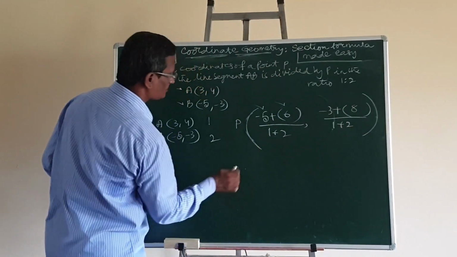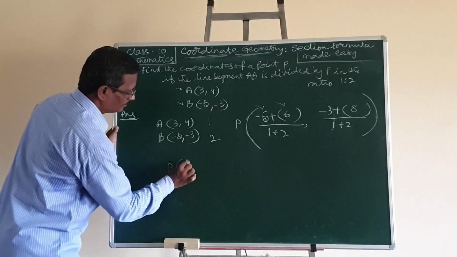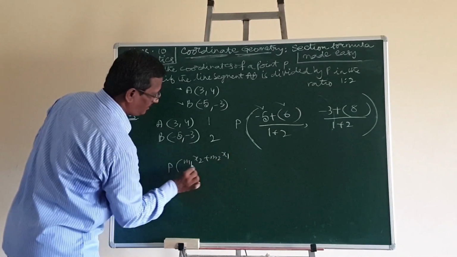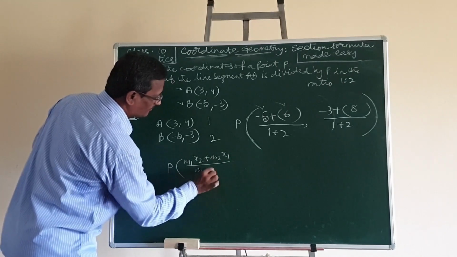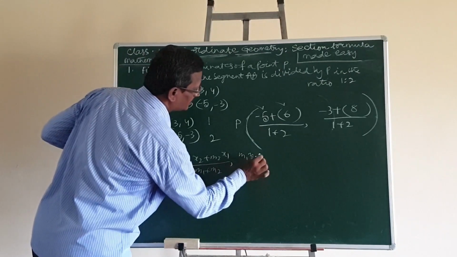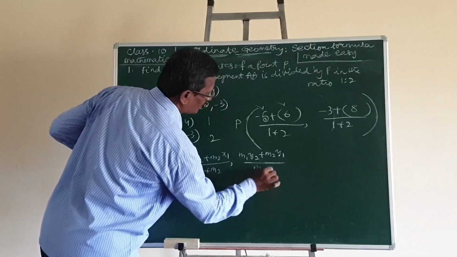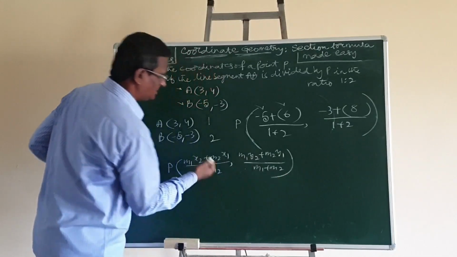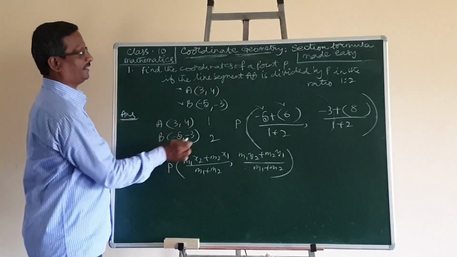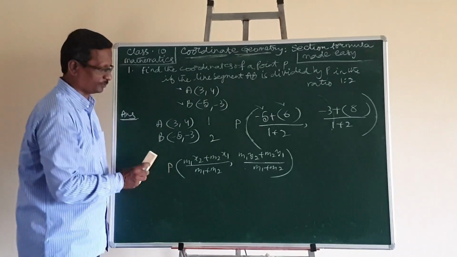Now if you want to write the formula, P is m1 x2 plus m2 x1 upon m1 plus m2, m1 y2 plus m2 y1 upon m1 plus m2. Remember, it is also equally easy. You need not remember if you write the formula this way. So please try to remember the formula also.